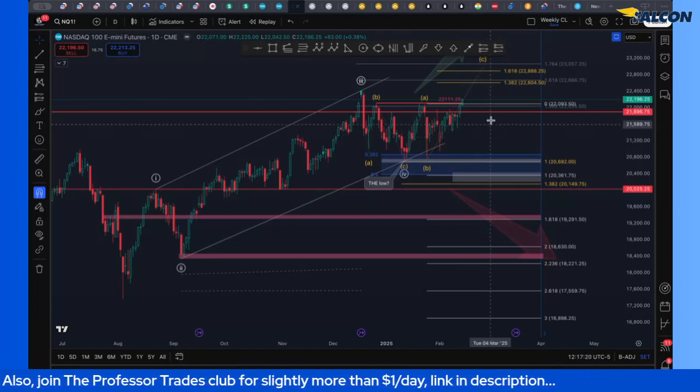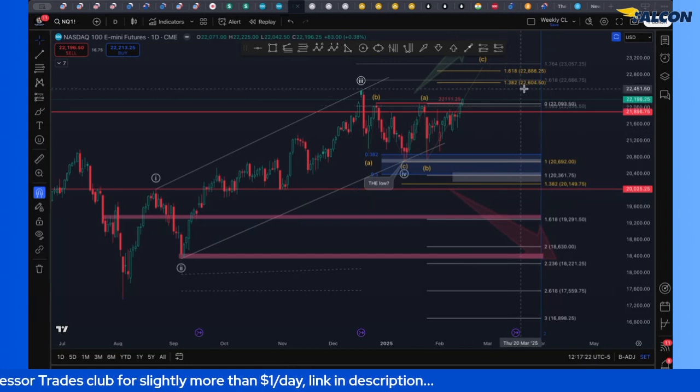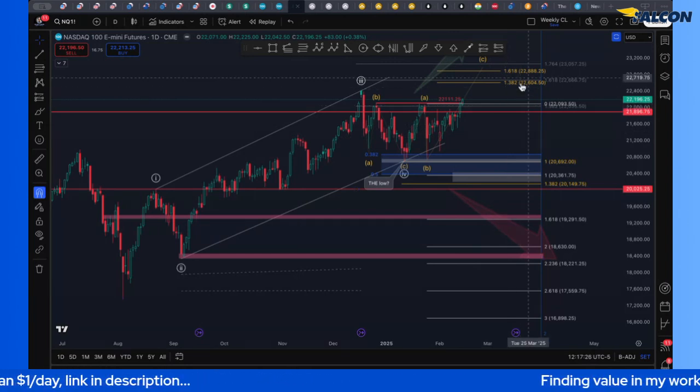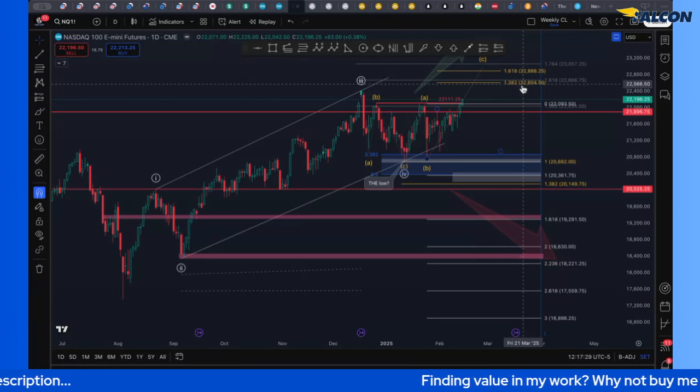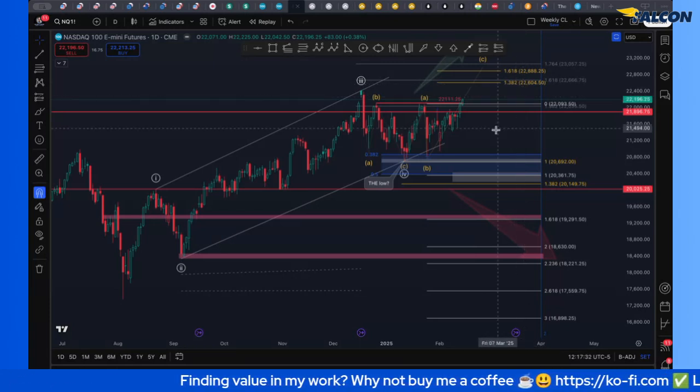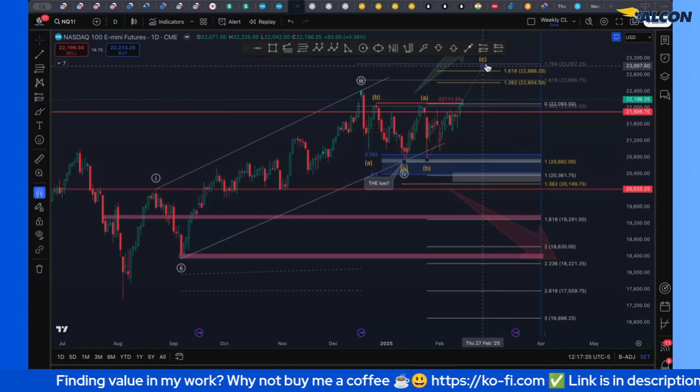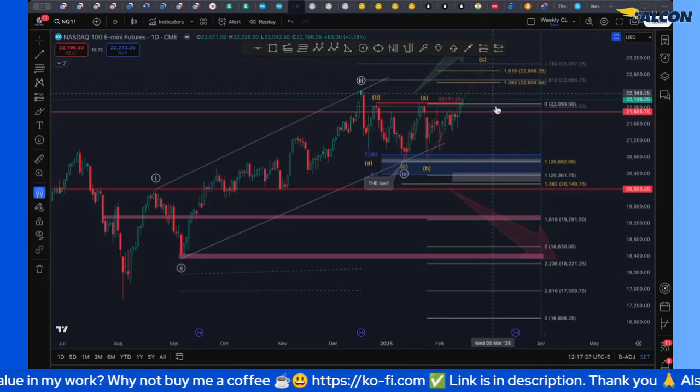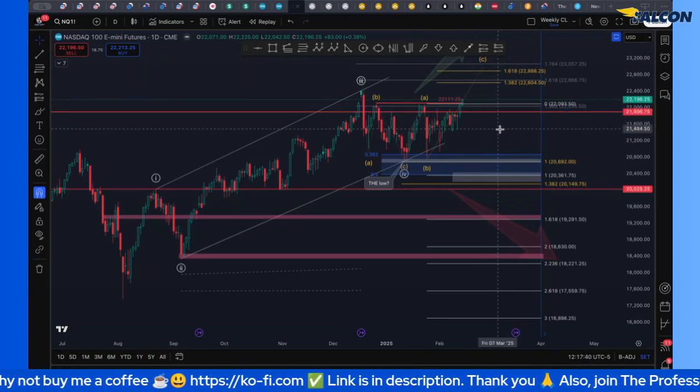And the idea is 22,500, 22,600, somewhere at a minimum is not an unreasonable target. The other idea about the Nasdaq is if this comes up into this area and starts creating an impulse down, good Lord, it could be a bloodbath.